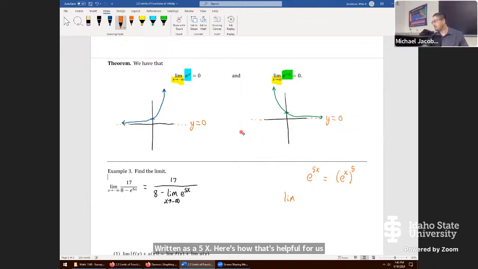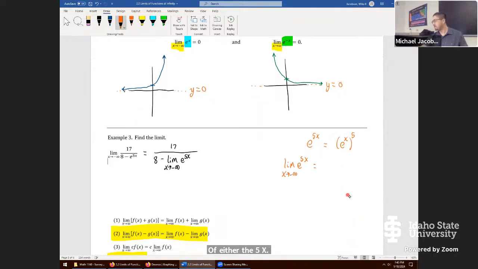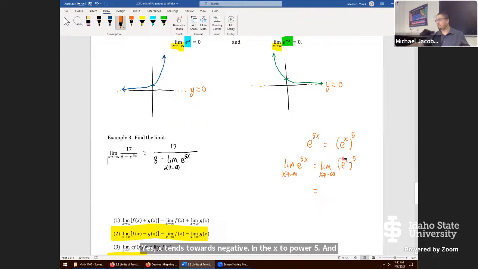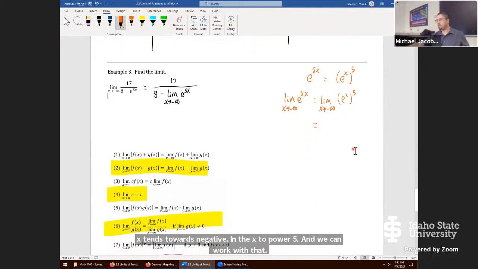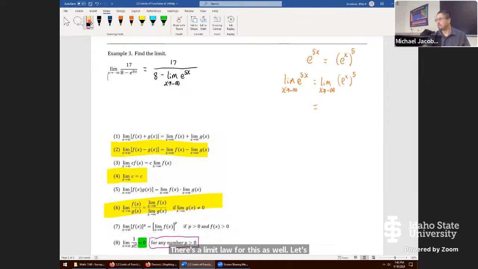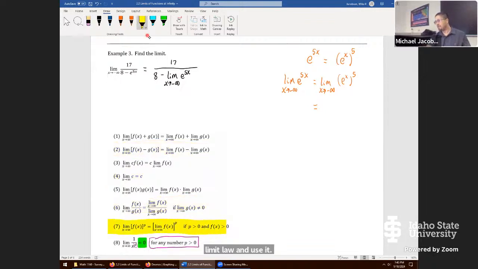The limit, as x tends towards negative infinity, of e to the 5x is now equal to the limit as x tends towards negative infinity of e to the x to the power 5, and we can work with that. There's a limit law for this as well. Let's find the limit law and use it. Let me reset the highlighting here. We can use limit law number 7.